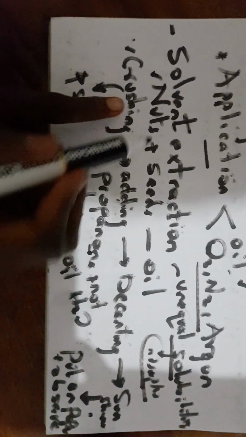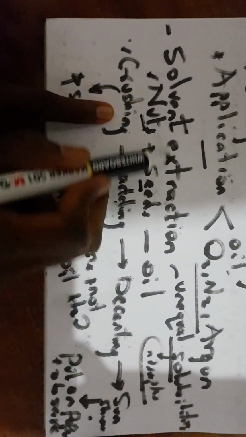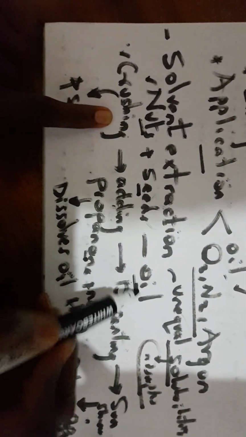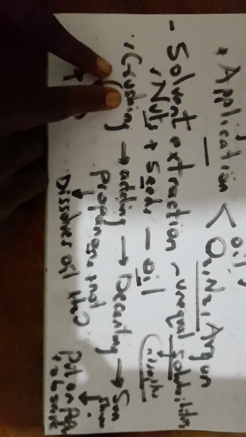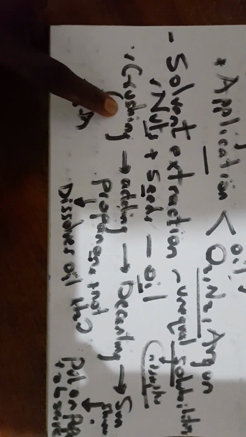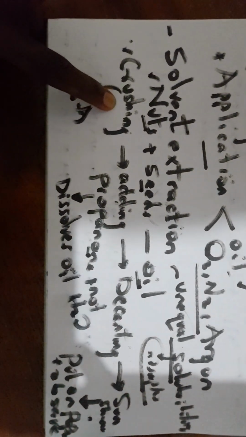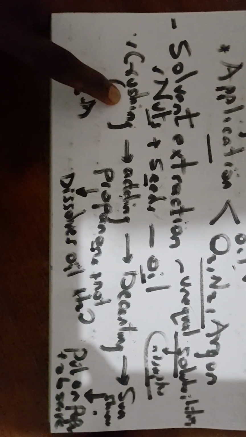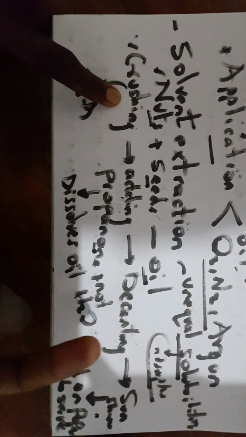Now, assuming that you've got nuts or you've got seeds and you are told to produce oil out of it, how do we go about it? First of all, you need to do the crushing of the nuts or the seeds using the mortar and the pestle. And if you don't know the mortar and the pestle, go back to I think the second or the third lecture where I was looking into the apparatus that are used in the laboratory.